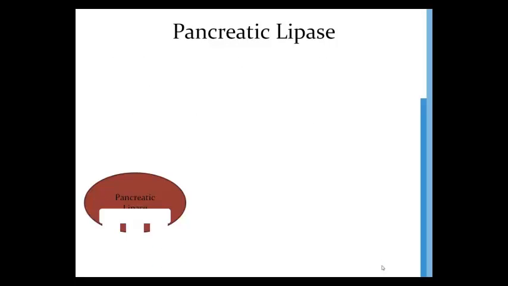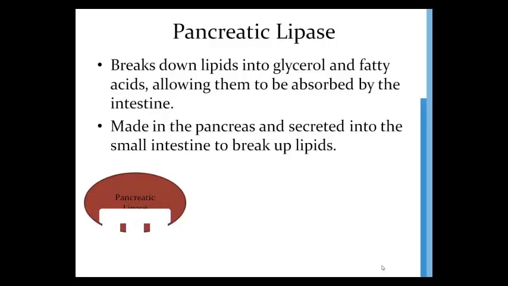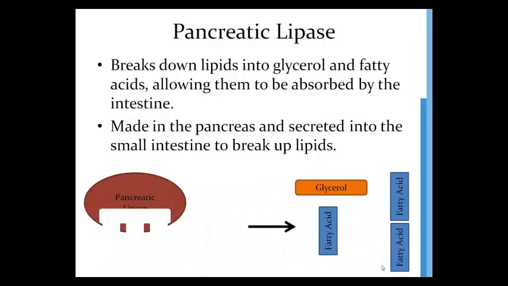Last one is pancreatic lipase. This breaks down lipids into glycerol and fatty acids, again allowing them to be absorbed by the intestine. It's made in the pancreas and secreted into the small intestine specifically to break up lipids. So it fits perfectly with a lipid. So there we got glycerol and 3 fatty acids. And it's going to take that and break those up into their pieces. So now these much smaller pieces are easier to be absorbed by your digestive system.